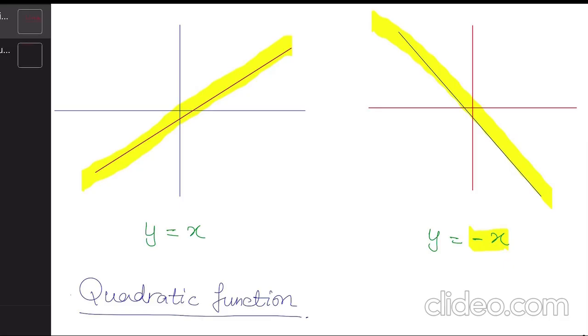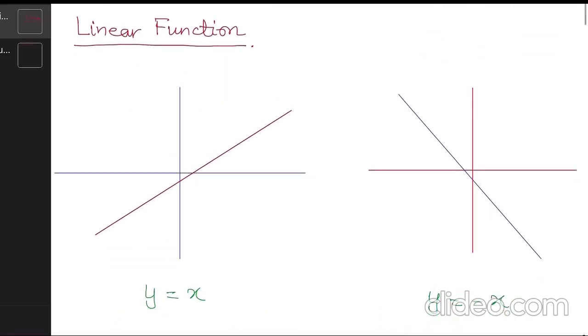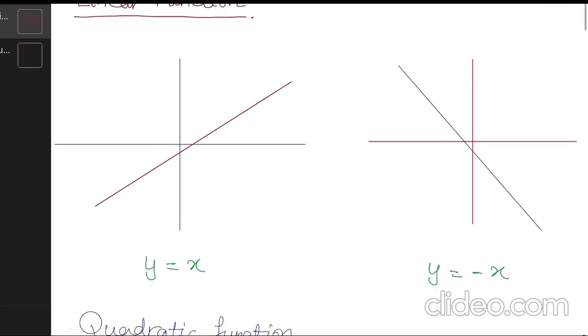So a linear function will always have a straight line. If it's positive, it will be going upward from left to right. If it's negative, it will be going downward from left to right. So it's just the basic shape which you need to understand and memorize.